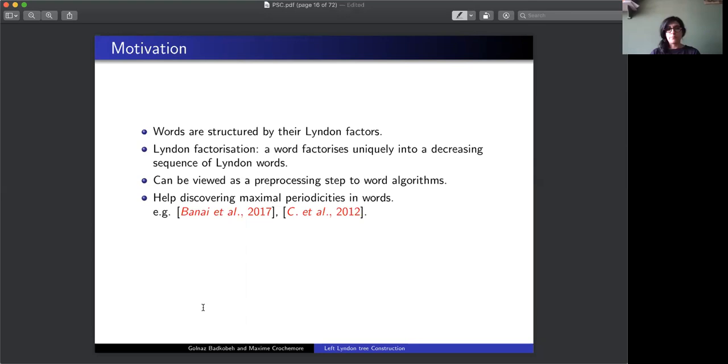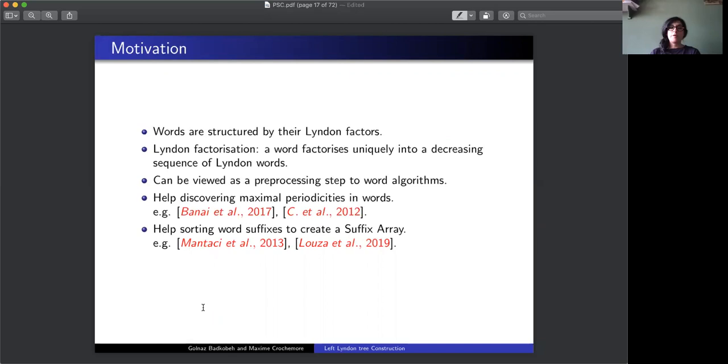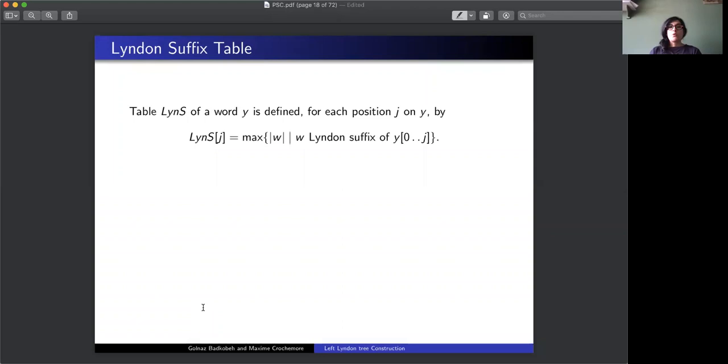And also it was used by Maxime Crochemore and a few other authors in 2012 when they looked at the number of cubic runs. It can also be used for creating suffix arrays. And if you're interested, you can look at the few references I have in the slides. So a natural question could be that if we can build a Lyndon suffix table and look at every prefix of the word and the longest suffix of every prefix that is a Lyndon word.